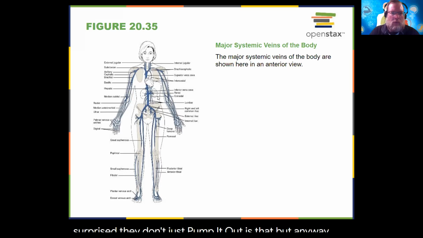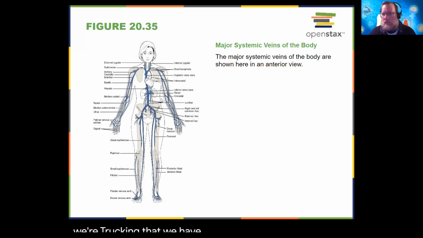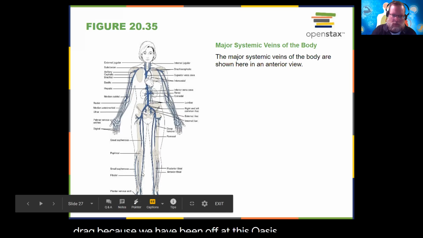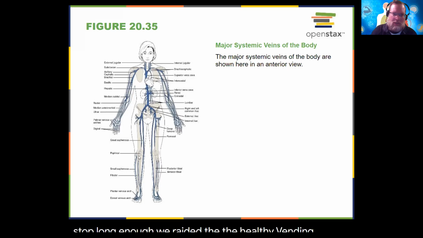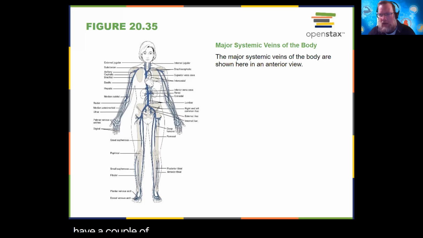But anyway, we're trucking. We have to veer back onto the main drag because we've been off at this oasis and rest stop long enough. We rated the healthy vending machines. Now it's time to get back on the highway. We do have a couple of oddball vein names. For the most part, though, they go right in line with arteries. We have the jugular veins bringing blood back from the head.